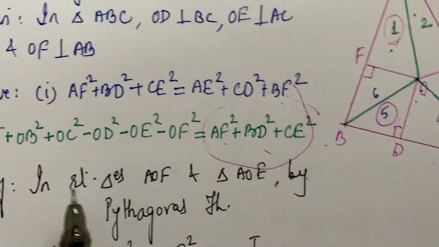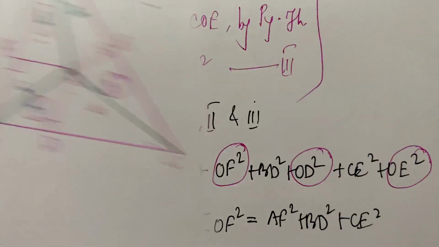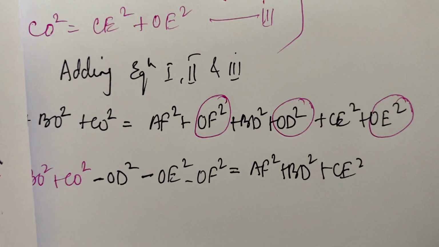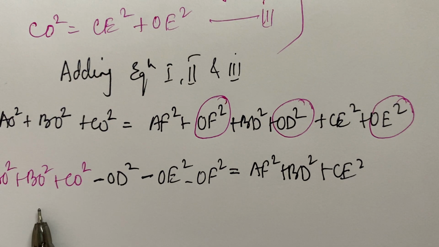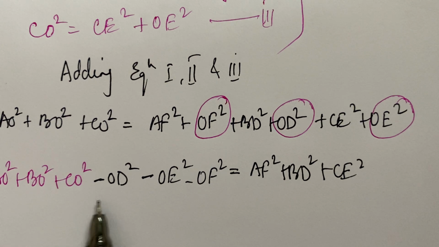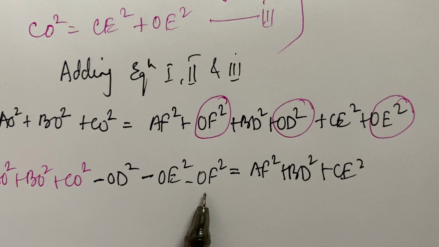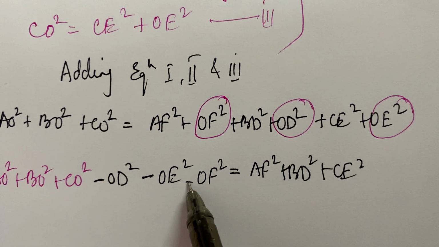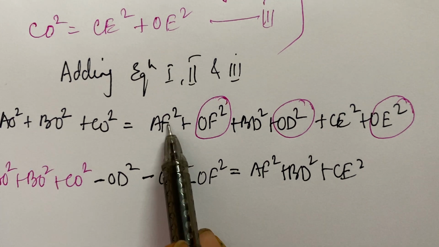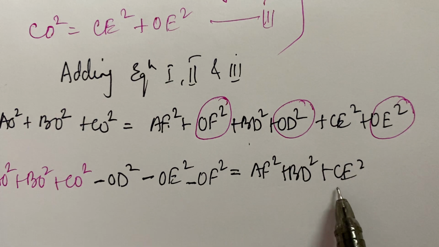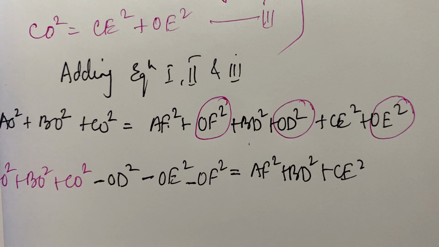देखो है या नहीं है? AO square plus BO square plus OC square minus OD square minus OE square minus OF square, which is equal to your AF square BD square plus CE square. Are you getting that? So I hope you understood this sum.